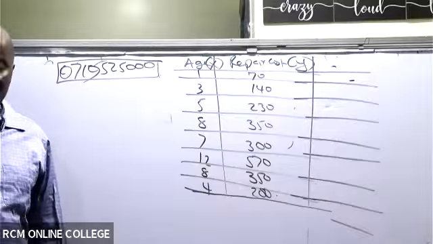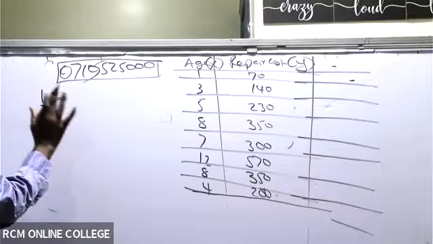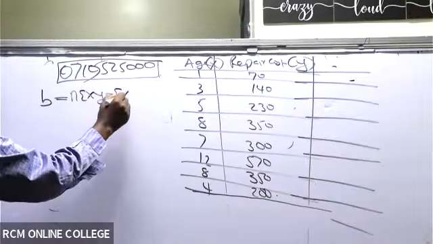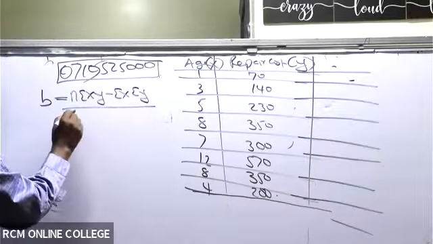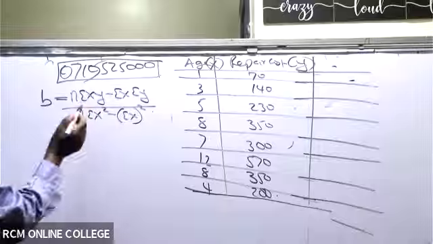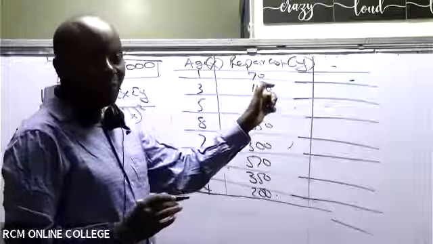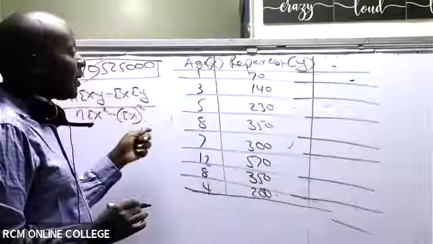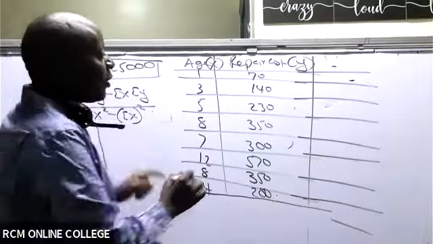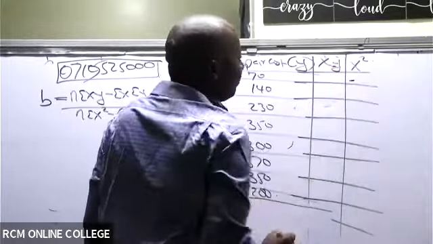So remember, what are we doing? We want to get the value of B. Because they have asked us to give them the regression equation, to get B, we normally take n sum of xy minus sum of x sum of y, all over n sum of x squared minus bracket sum of x squared. You must cram that formula. So you must introduce two additional columns: a column for xy and a column for x squared.